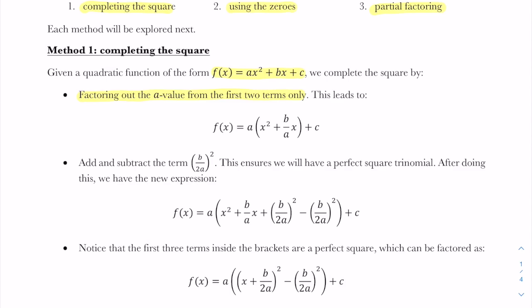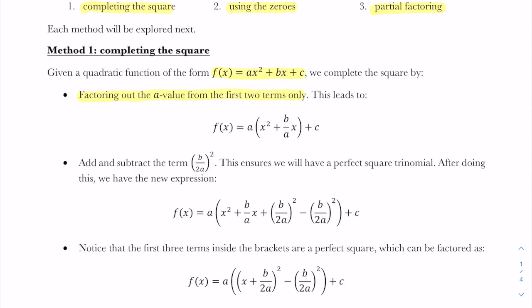If you factor out a from the first 2 terms, then you're left with a multiplied by x squared, because we factored out the a, plus b divided by a multiplied by x. We're dividing b by a because when you factor, you divide each term by the value that you're factoring out. Put brackets around those first 2 terms and then just leave your c value. We don't factor out a from the c value.